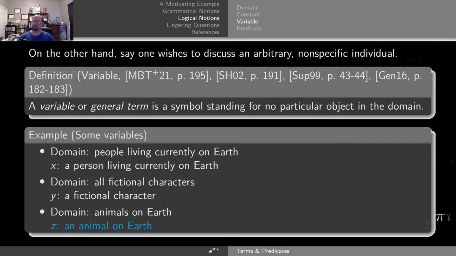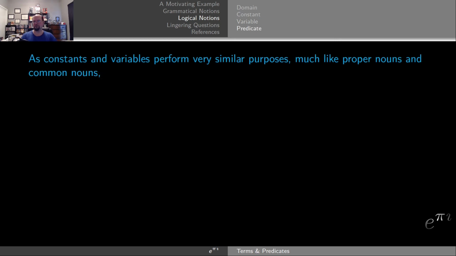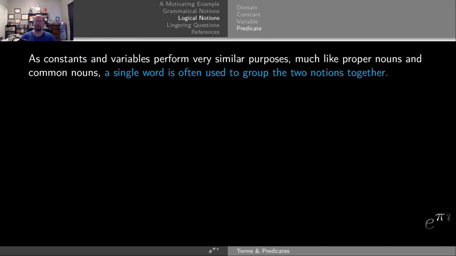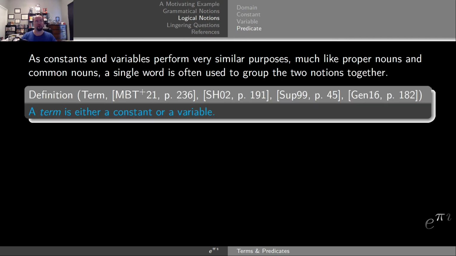As constants and variables perform very similar purposes, much like proper nouns and common nouns do, a single word is often used to group the two notions together. That is a term. A term is either a constant or a variable. It's basically the same idea as how noun groups together proper nouns and common nouns. A term groups together constants and variables.